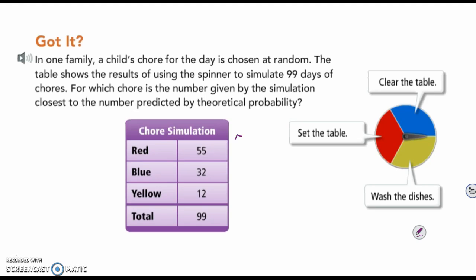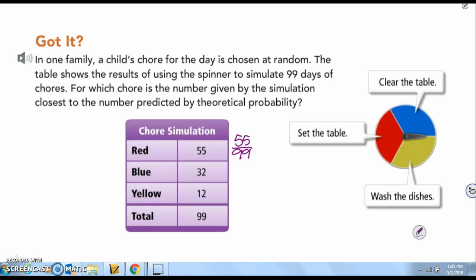So for our red, that's 55 out of 99. Blue, 32 out of 99. And yellow, 12 out of 99. If we look at the theoretical probability, any of these events would be 1/3, because 1 out of the 3 sections is red, 1 out of 3 is blue, and 1 out of 3 is yellow. So these are all the theoretical probabilities. Let's see which of these in our simulation, or our experimental probability, is closest to the theoretical probability.